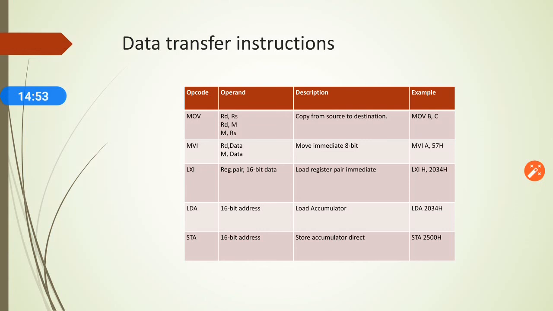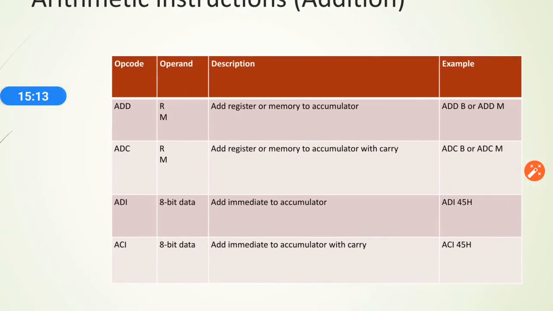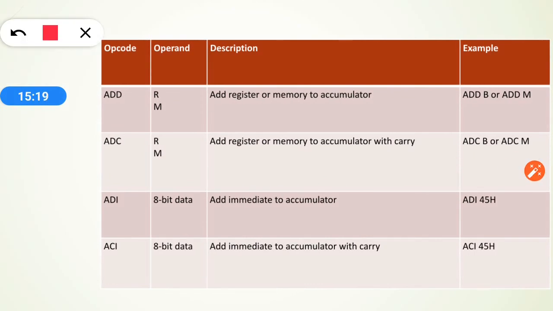So now the next set of instructions is arithmetic instructions. As we discussed, the arithmetic operations are subtraction, addition and comparison. We will start with addition. These instructions are used for adding two numbers. Remember, two numbers, because as we discussed in the block diagram, the arithmetic and logic unit has only two inputs. So at a time we can perform an operation on only two numbers. Now ADD, then ADC, ADI and ACI we will study one by one.